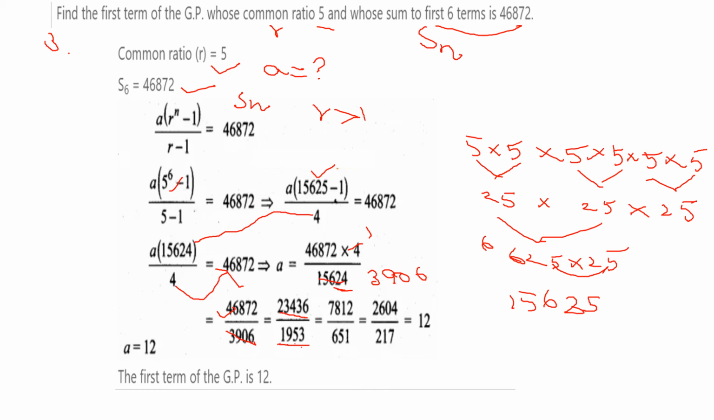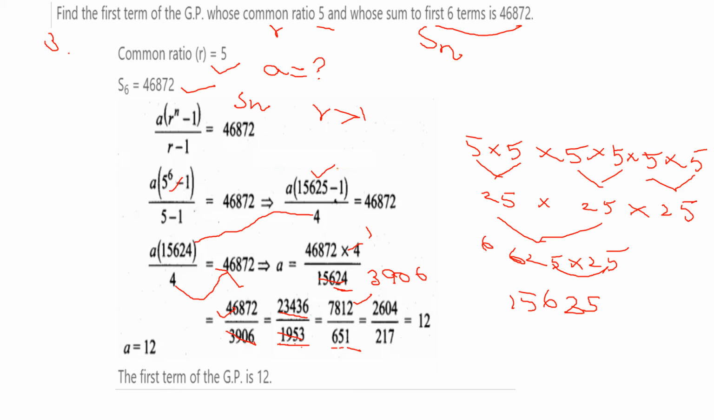it will come 18. 18 means it will be divisible by 3. So 6 3s are 18, 5 3s are 15, 1 3 is 3. Here also the same. 7 3s are 21, 8 3s are 24. 1 3 is 3 and 2 3 is 6. Here also 6 plus 5 plus 1 is 12.